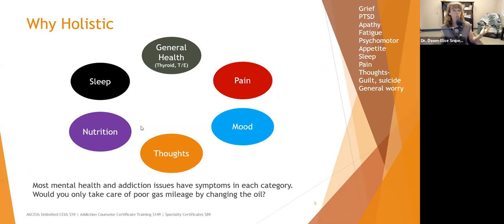Let's look at low thyroid. If somebody has hypothyroid, they're going to want to sleep more. They're going to feel fatigued. They may not have the appetite that they need to have. They may have slow thoughts and difficulty concentrating. Their mood may be flat and apathetic, and they may or may not be experiencing additional pain. Those two things, depression and hypothyroid, look very, very similar on the outside, which is why we need to get down and dirty and figure out what's the underlying cause.